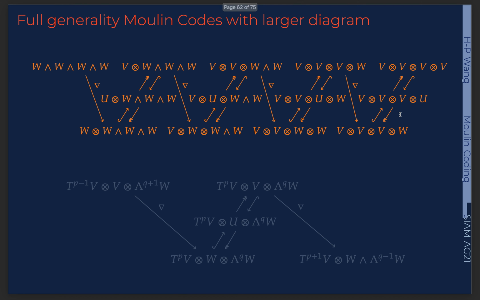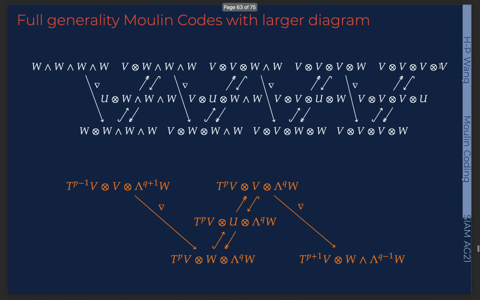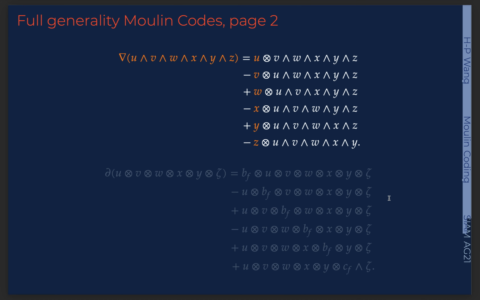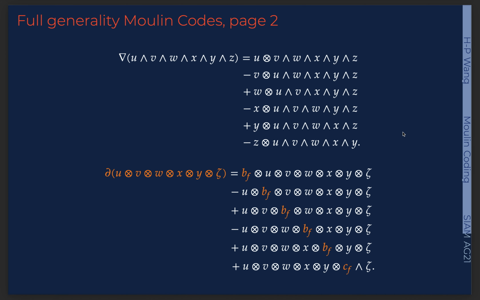And for even more general parameters, we have a larger diagram that starts from 4 W's wedging together and ends with 4 V's tensoring together. For an even larger diagram, we also have the following building blocks that look like this. And then we have a more general nabla that sends this wedge to these tensors. And then we have a general version of partial.